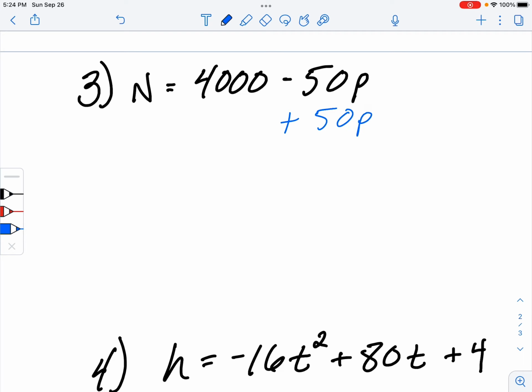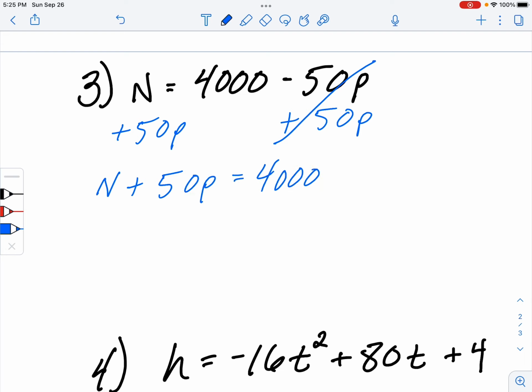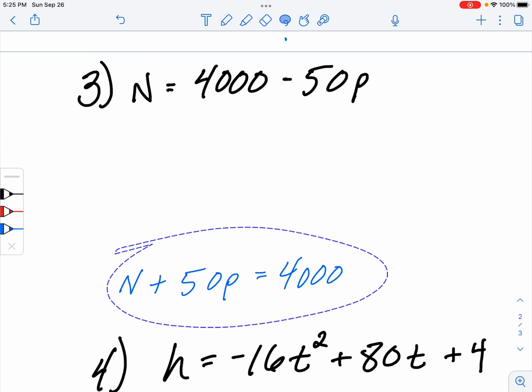Because if I have a minus 50p and then I add 50p, that's just going to be 0. It essentially makes that go away. But again, I have to do the same thing on the other side. So those would cancel each other out, and we would be left with n plus 50p is equal to 4,000. So this is one other way we could write this. Again, let me just get rid of my work so I can show you a little different way. I'll just move this out of the way. This is our second solution.